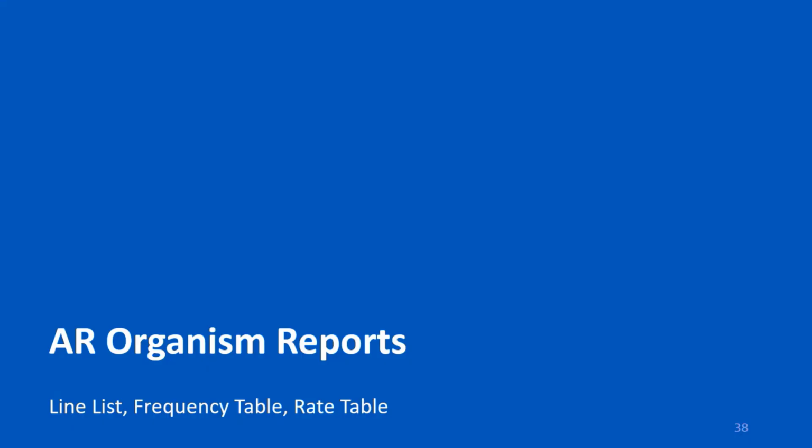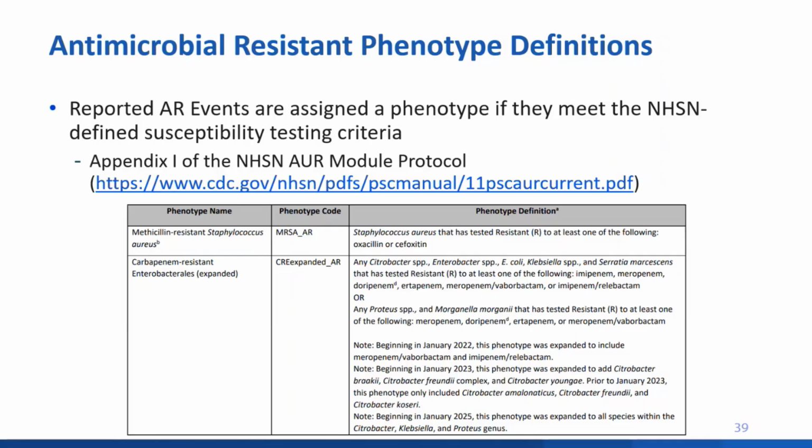So next, we will talk about the AR organism reports. And those are the line list, frequency table, and the rate table. So we have specific phenotype definitions for the AR option. They can be found in Appendix I of the NHSN AR module protocol, and I've screenshot the first 2 phenotype definitions on this slide. For example, any Staph aureus that has tested resistant to oxacillin or cefoxitin will be assigned as a MRSA event.